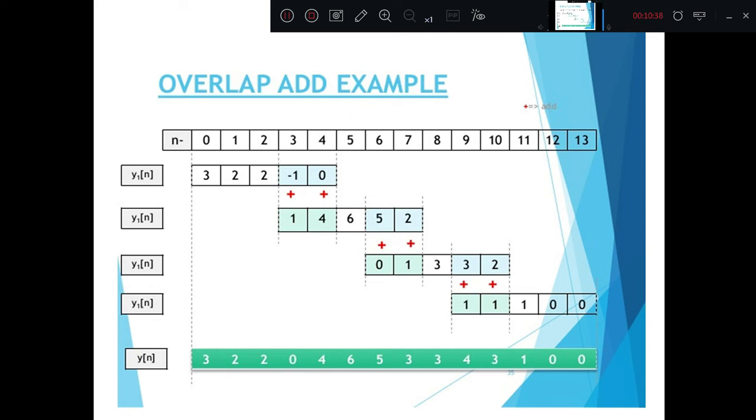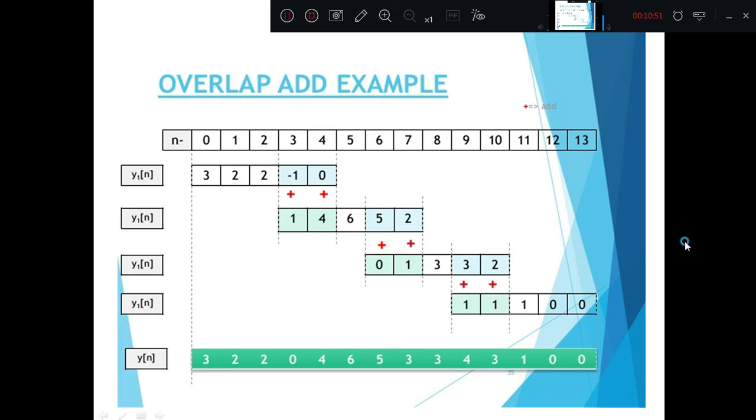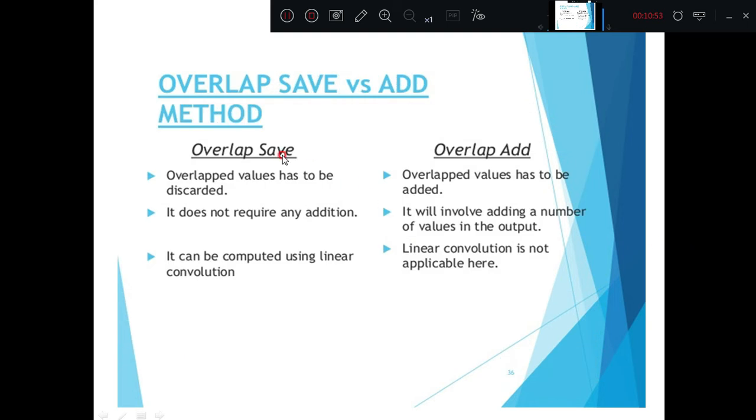So this is how we calculate the system output response using the overlap add method. Then we'll see the difference. What is the difference between the overlap add method and the overlap save method?